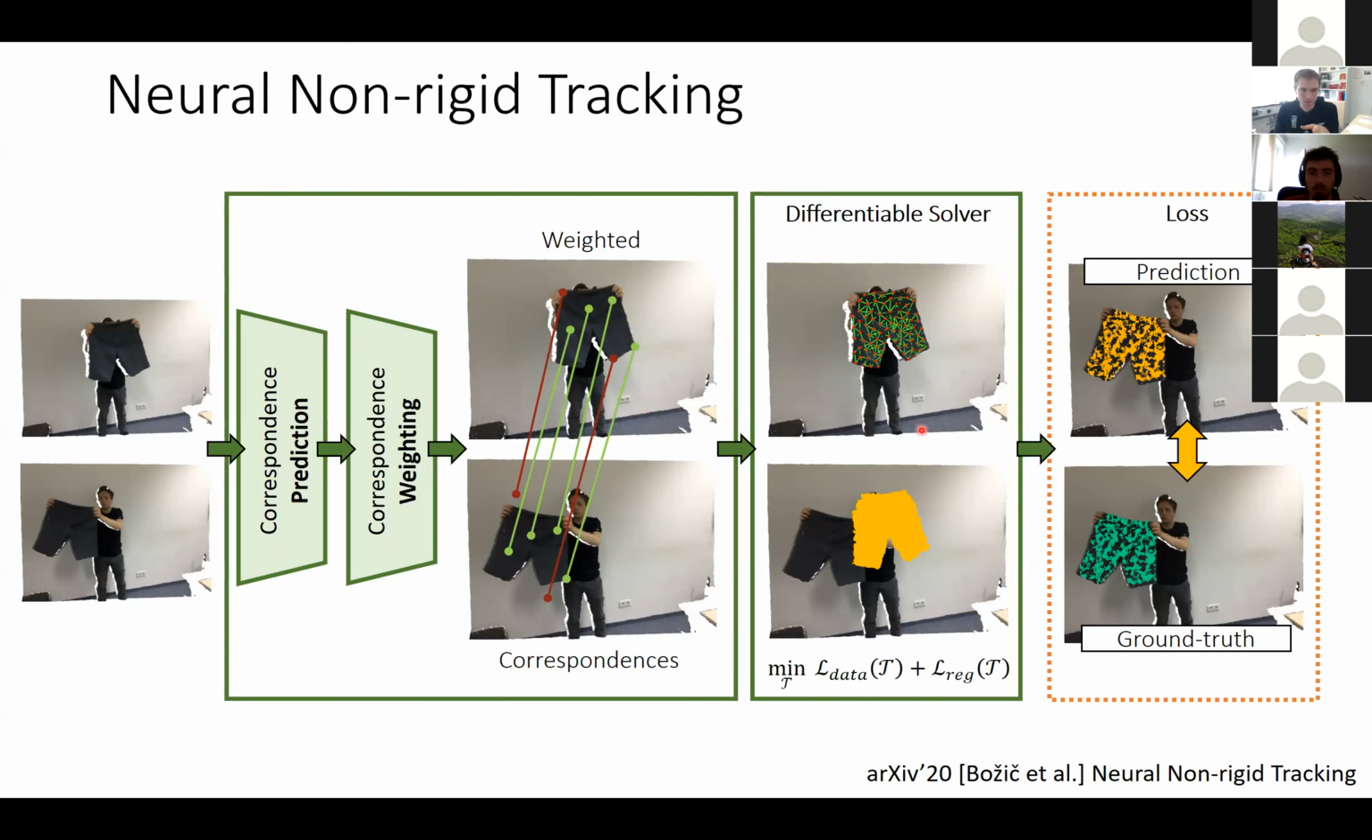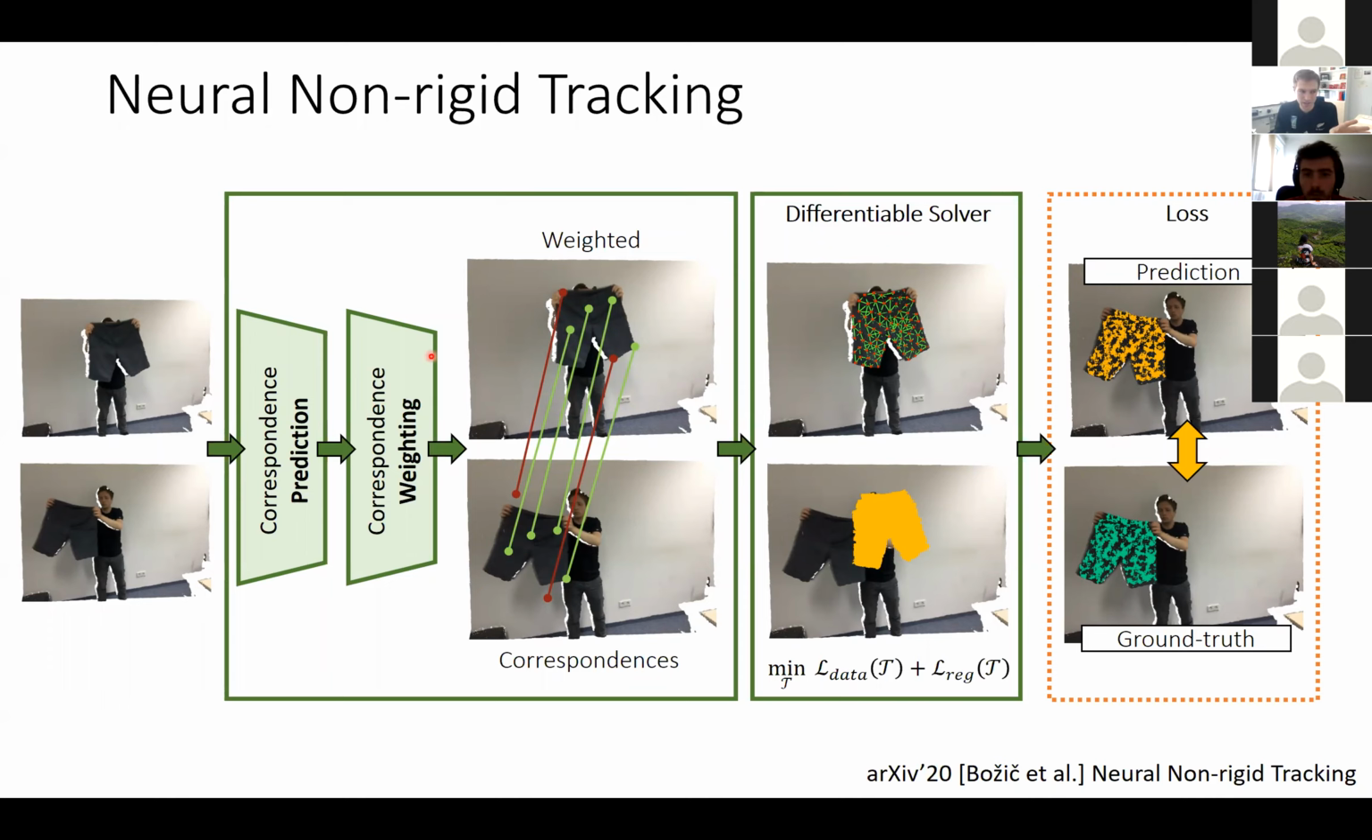Our solver is solving, right? We have a data term, we have a regularization term, same as before. And then we have a loss at the end of the day that says how close are we with respect to our ground truth, right? And the idea is now, this is a one-shot pass, so I can do this for all correspondences at the same time.